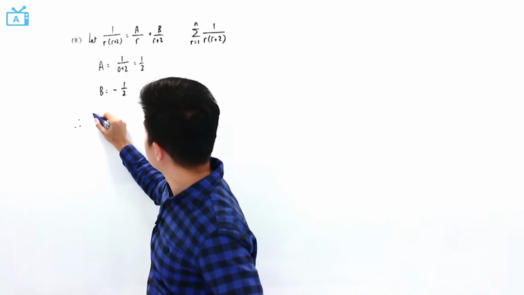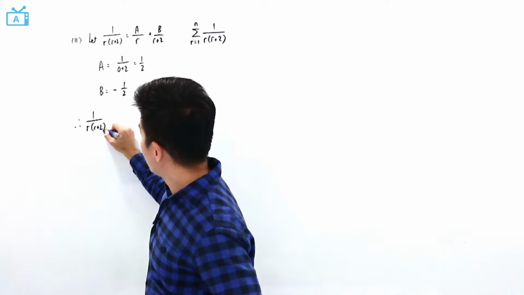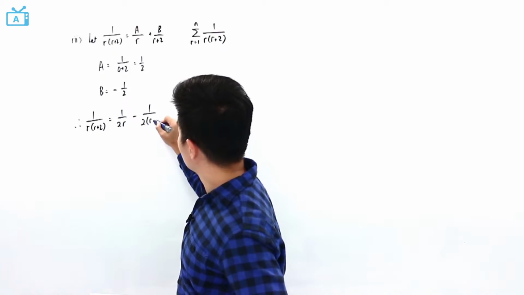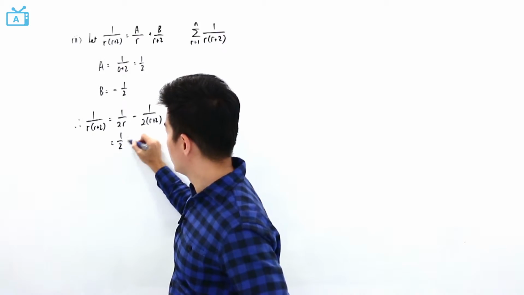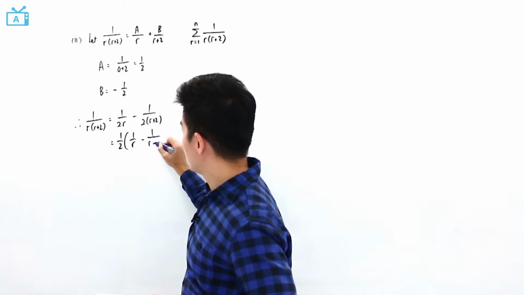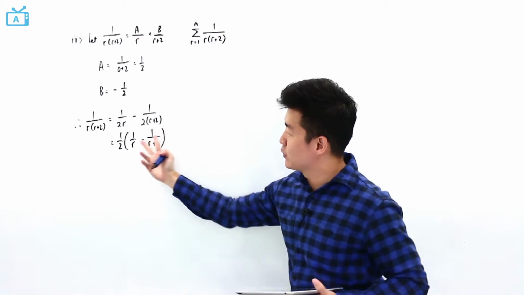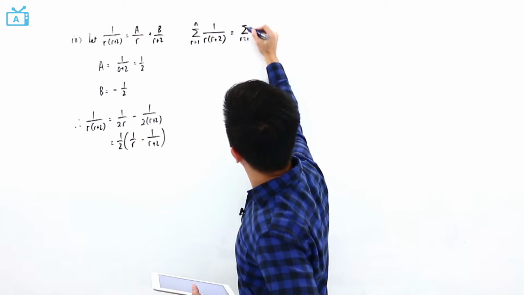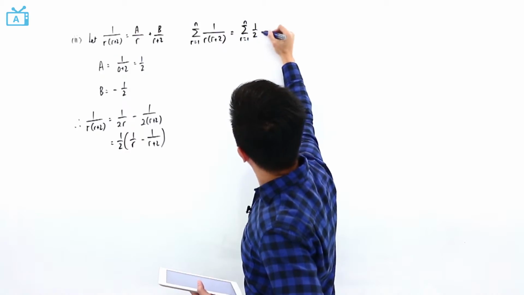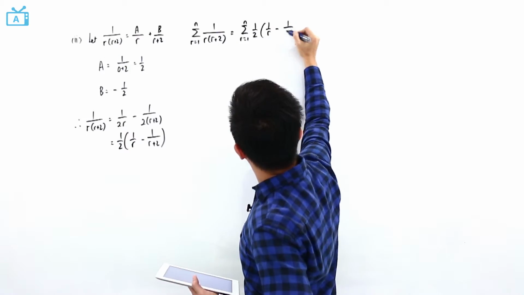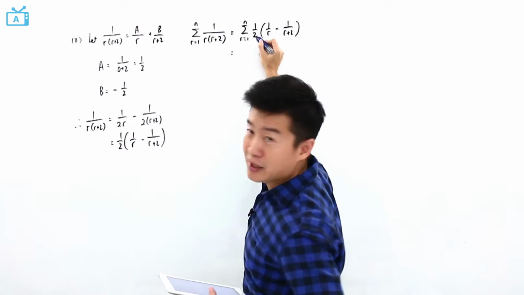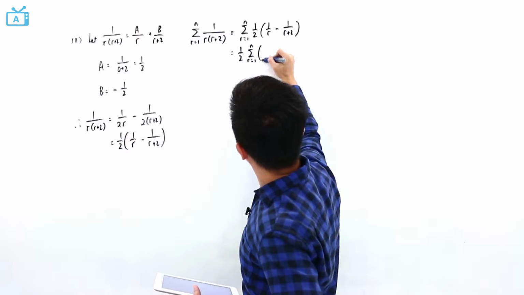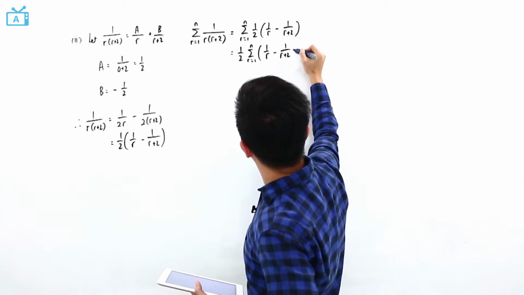That is why I can see that 1 over r(r+2) can be rewritten as 1 over 2r minus 1 over 2(r+2), which is 1 over 2 of (1 over r minus 1 over r+2). So I'm going to replace this with its partial fraction, which means that this can be rewritten as the summation of r equals 1 to n of half of (1 over r minus 1 over r+2). Factorizing half out, it is half summation of r equals 1 to n of (1 over r minus 1 over r+2).